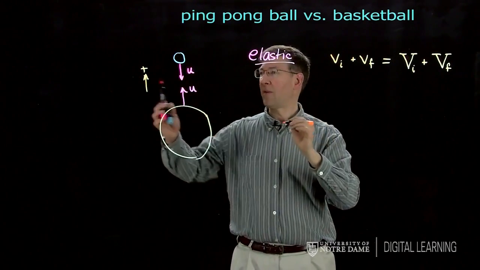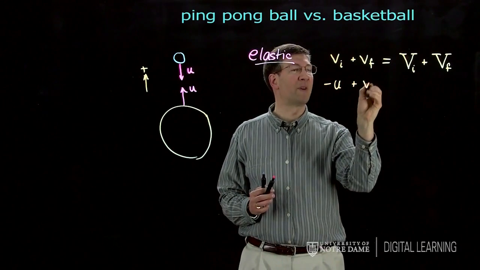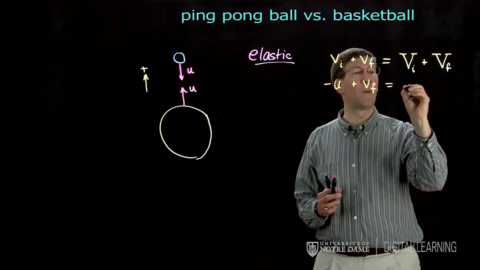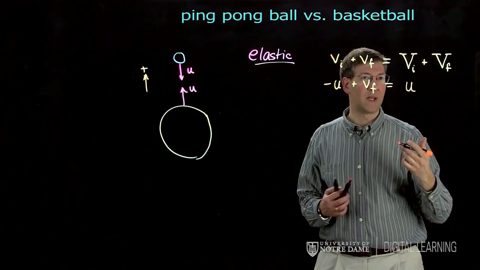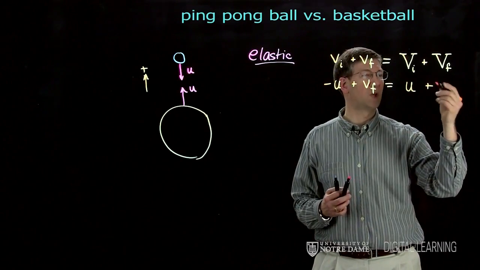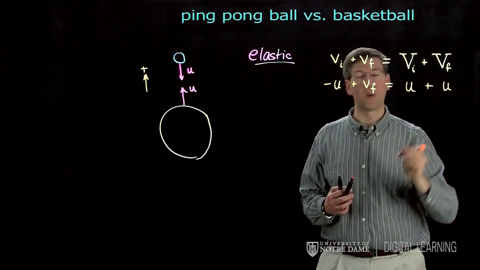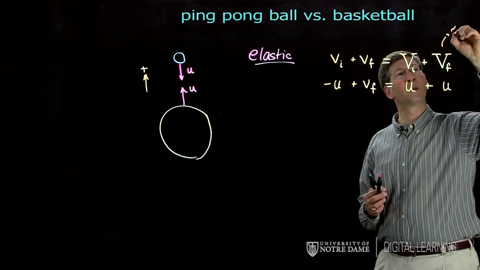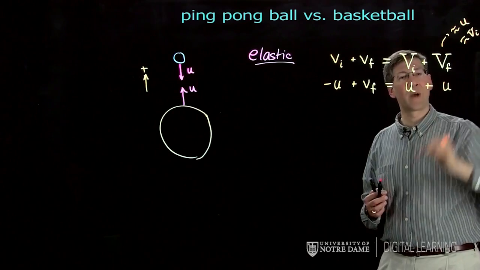Now if we look at how we've set this up, the initial speed of the ping pong ball is downward, and we defined the positive direction to be up. So this is minus u, and we don't know what v final is yet. That's going to be equal to the initial speed of the basketball, which is plus u. Now we're going to make an approximation. We're going to say that the change in speed of the basketball is pretty small, and so its speed doesn't really change at all. So V final is approximately equal to u, which is approximately equal to V initial for the basketball.